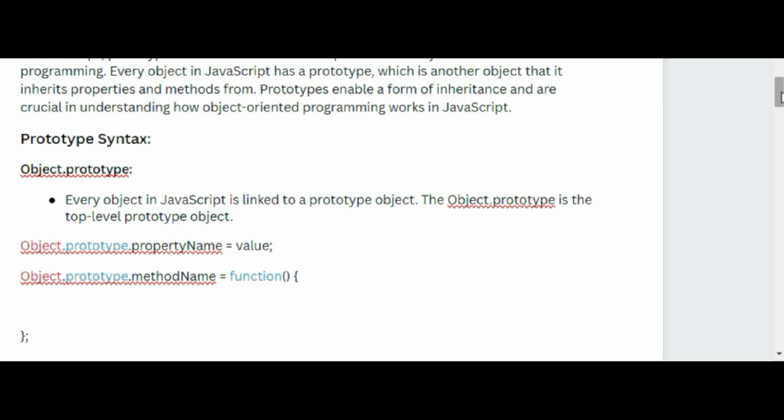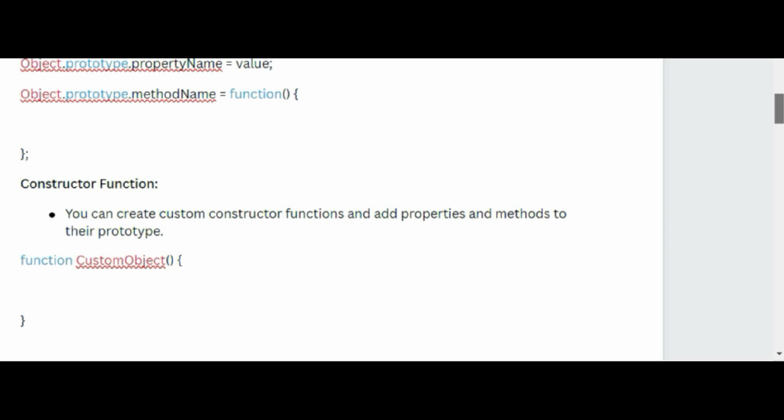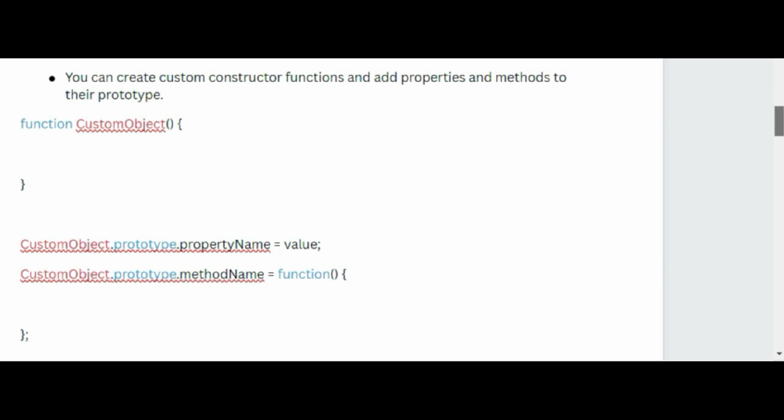Okay, so now come to the constructor function. You can create a custom constructor function and add properties and methods to its prototype. function CustomObject. CustomObject.prototype.propertyName = value. CustomObject.prototype.methodName = function.